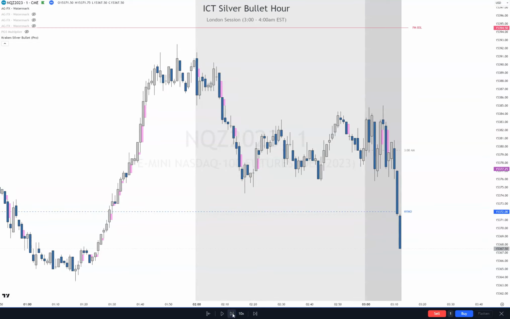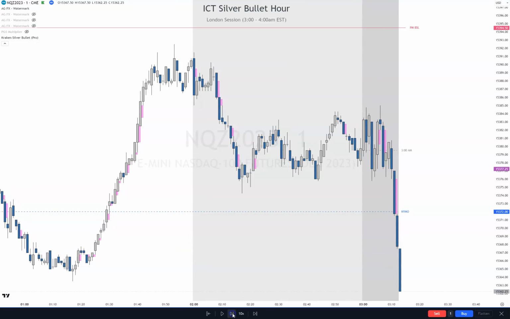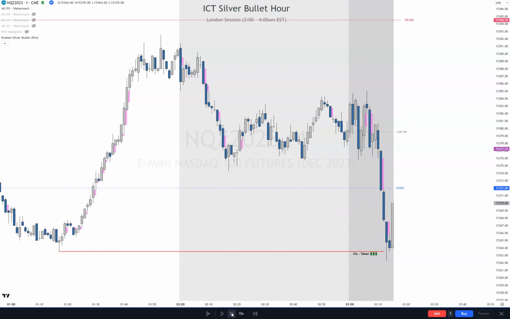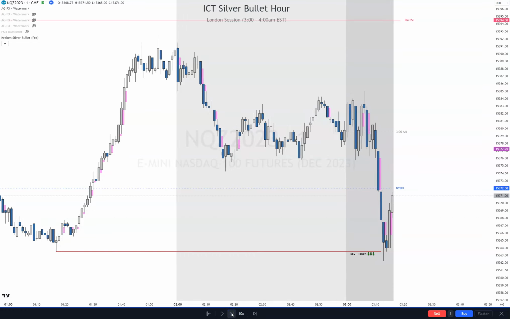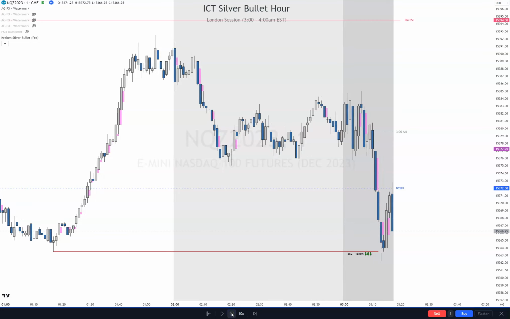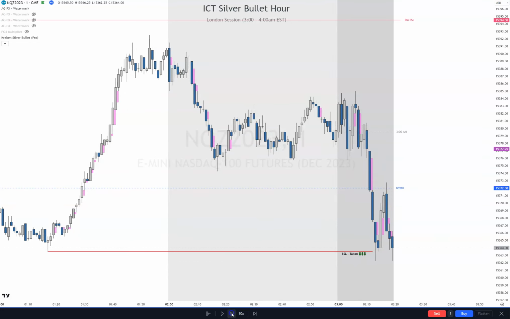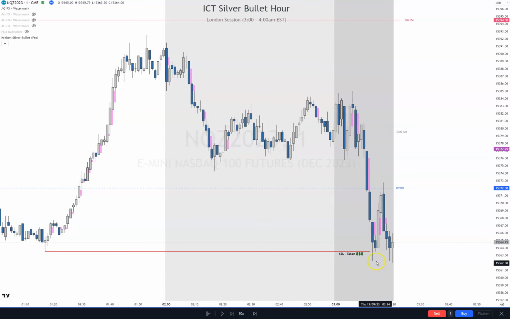Okay, well that's good. All right, so obviously just took that sell side liquidity right there. It's been taken. Okay, so now we're looking for a reversal of some sort. All right, just took that low. Just took out that low. Two relatively equal highs. Now we took out that low. Expect it to go higher.